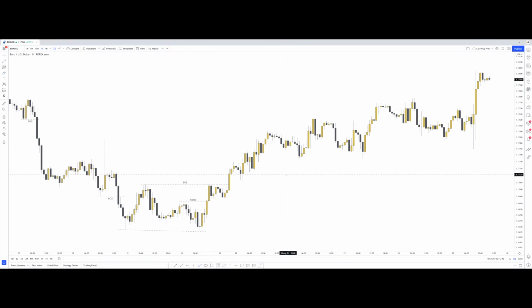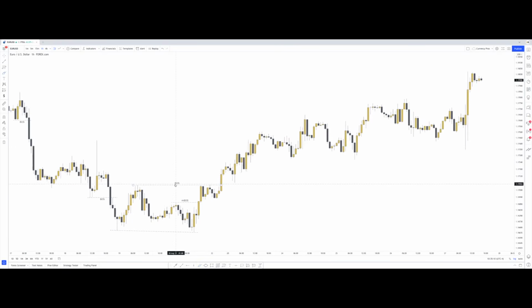So let's keep moving forward with this. We have that break of structure. Now, of course, what's our next swing point? Right here. So we're looking for that structure to break as well.